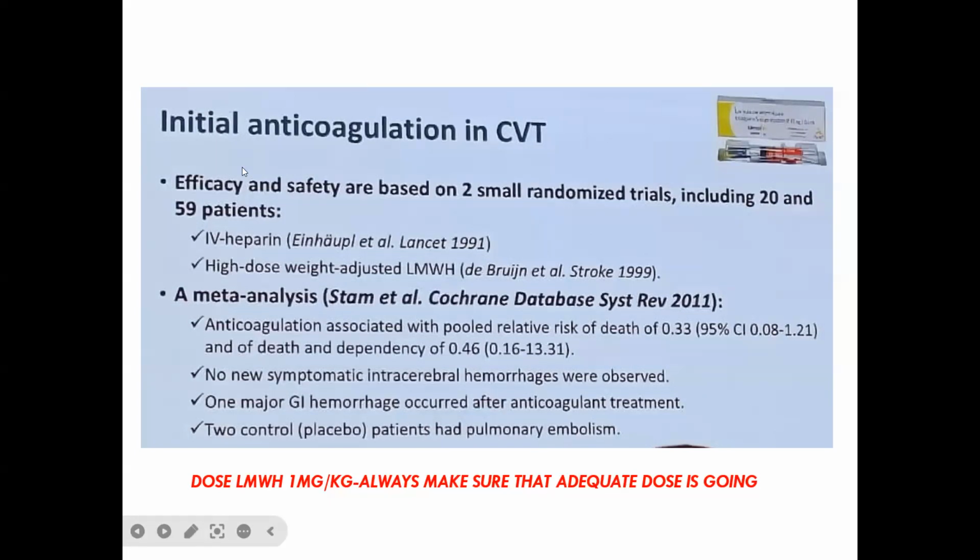If the patient is overweight, like more than 100 kg, just calculate the ideal body weight. You Google it, an ideal body weight calculator will come. You apply that calculator and you will get the weight. According to that, you give 1 milligram per kg, so that the adequate dose is given. Okay, next slide.